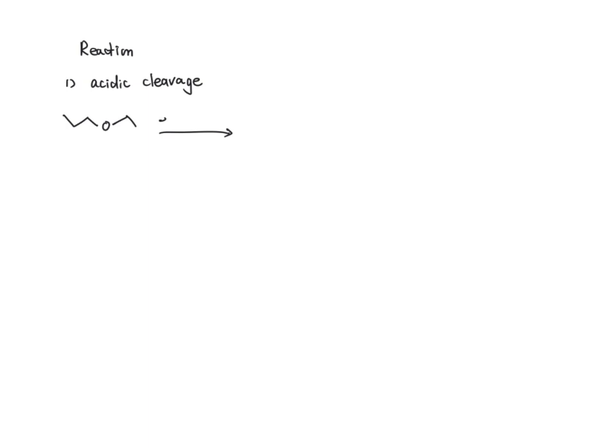And what we will throw in here is an excess amount of HX. So the X can be bromine or iodine, nothing else. It cannot be chlorine. That comes from how this reaction mechanism goes. And what we will have here is we will basically produce two alkyl halides at the end plus water.